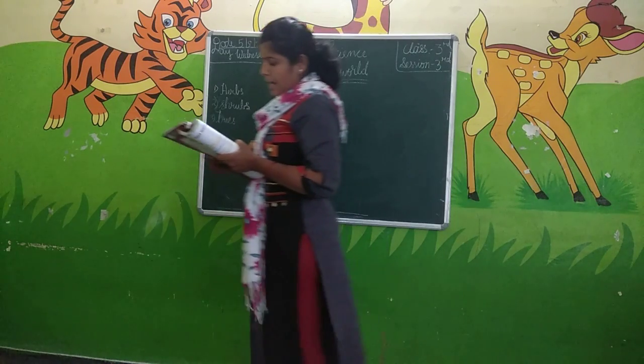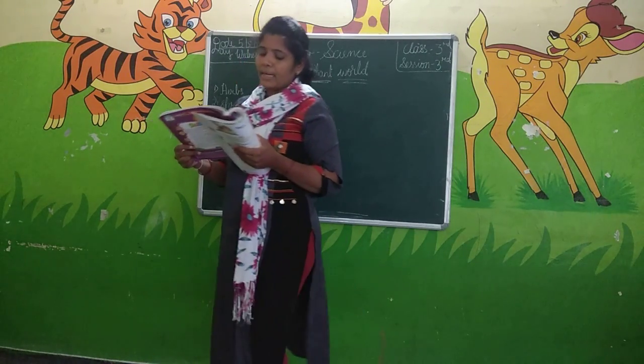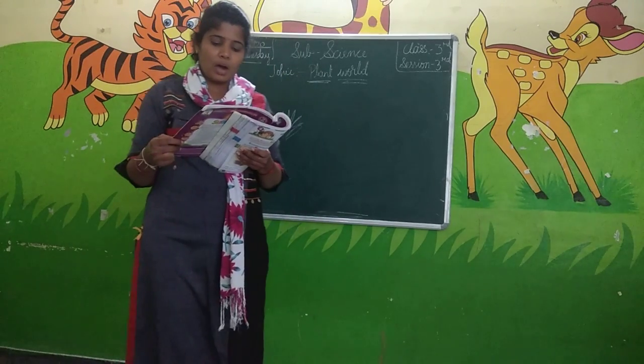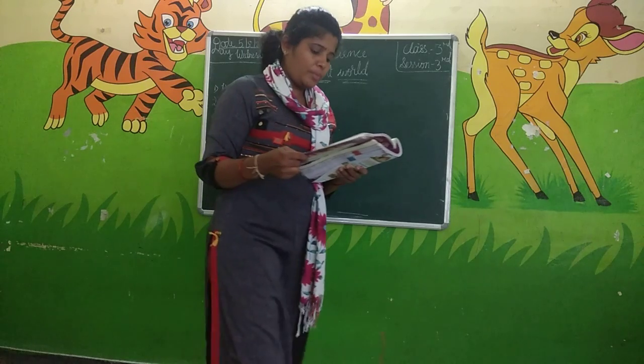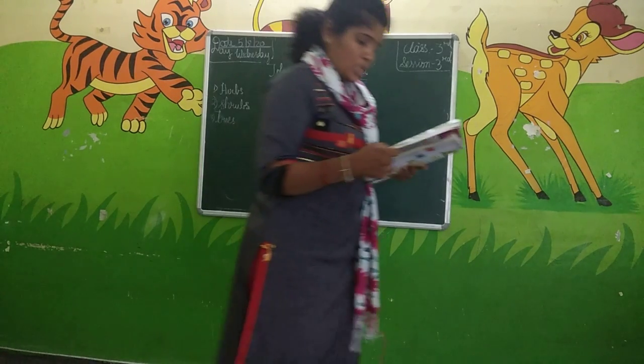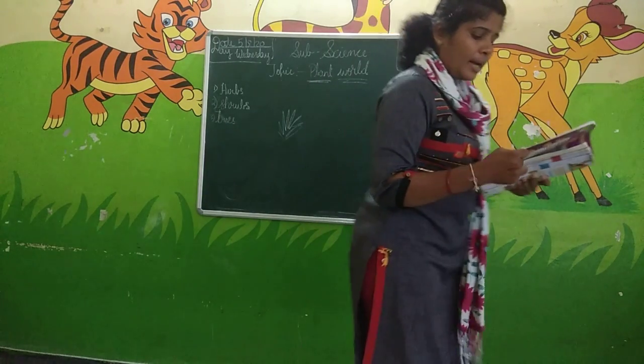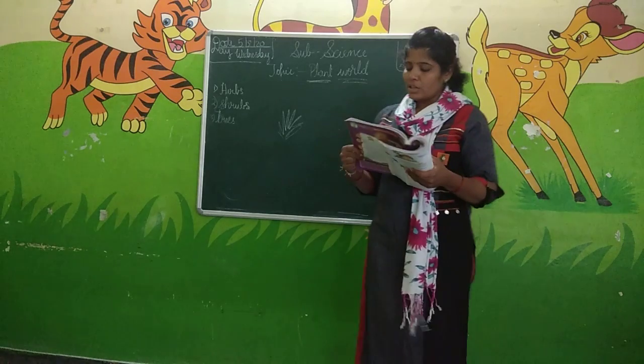Shrubs are small and bushy plants. They are bigger than herbs. They have hard and thin stems with many branches. Shrubs live for many years. Plants such as rose, mehendi, jasmine, cotton, and lemon are shrubs.